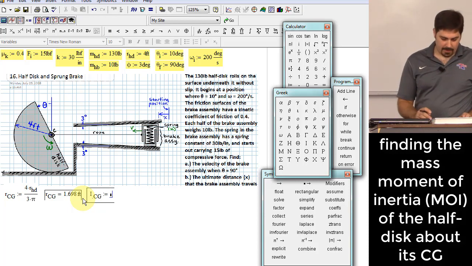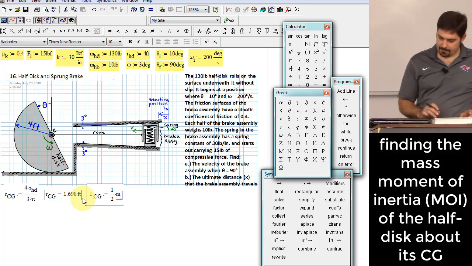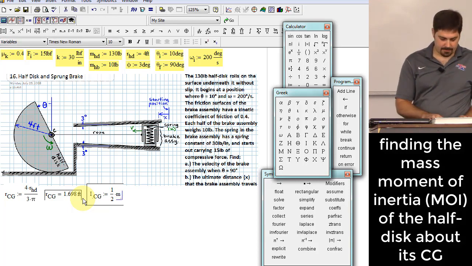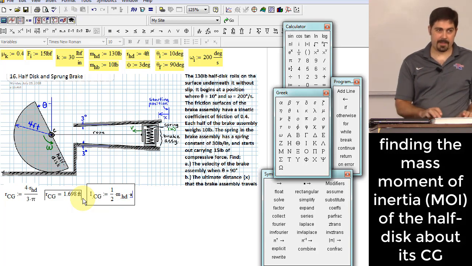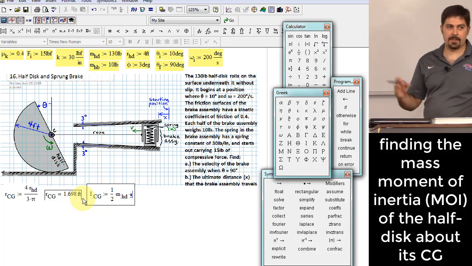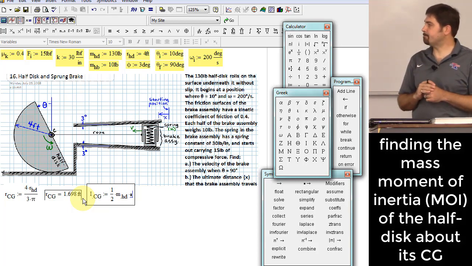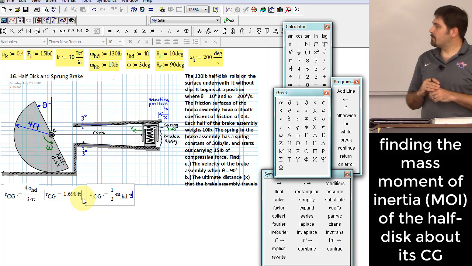Okay, for that I'm going to do 1/2 of the mass of my half disk. And it's really nice working in Mathcad because you don't have to mess with the units. I don't have to go to slugs. It's already built in there that that is a particular mass, because that's how I defined it up there at the beginning. Okay, so I have that.